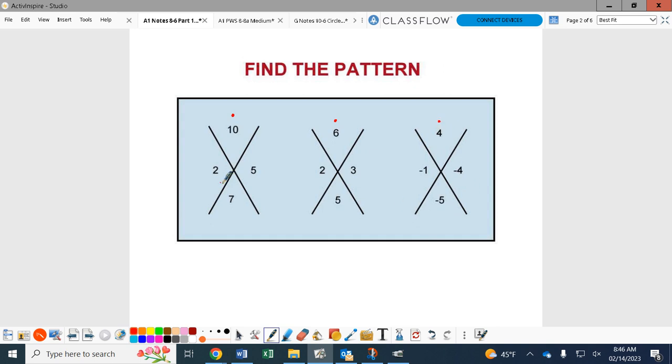What happens on the bottom? Addition. You're adding them up. 2 plus 5 is going to give you 7. 2 plus 3 is going to give you 5. And -1 plus -4 is going to give you -5. That is your pattern that you're going to have to use to do every single one of these puzzles. It's easy sometimes. Sometimes it's a little more challenging as the numbers get more challenging.